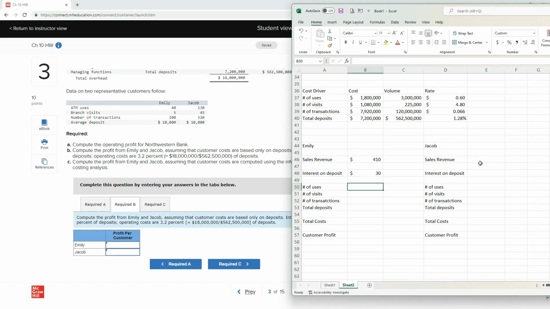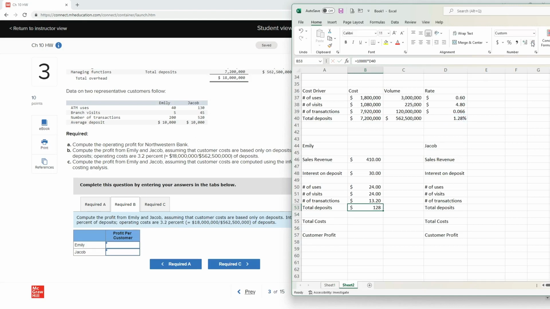Number of uses, fact pattern tells us that she used the ATM 40 times. So that's going to be 40 times the rate of 60 cents. She visited the branch 5 times. So that's 5 times $4.80. She had 200 transactions, so 200 times the number of transaction rate. And total deposits is $10,000 times 1.28%.